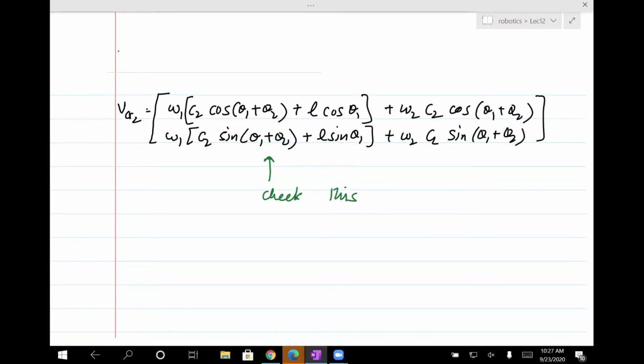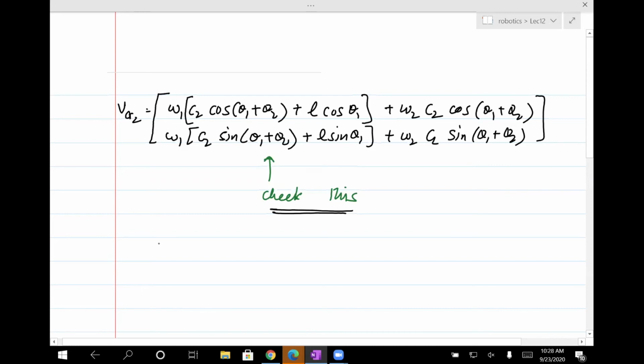Okay, is that clear? Any questions on this? Question. Should we omega 2 with sine, right? Okay. So let me show you the code to do this a little later.